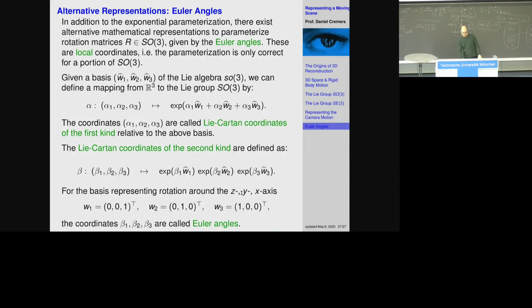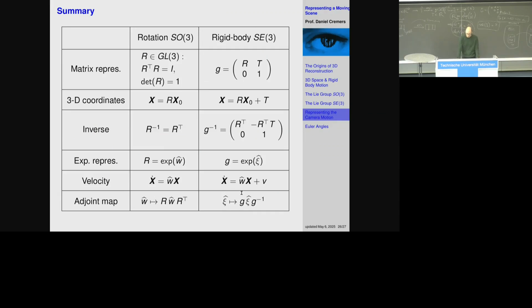Let me see, do I have time for the Euler angles? I think I have to stop. I saw the follow-up lecturer is already waiting. Let's close it here, and I'll do the Euler angles next week. Thank you.